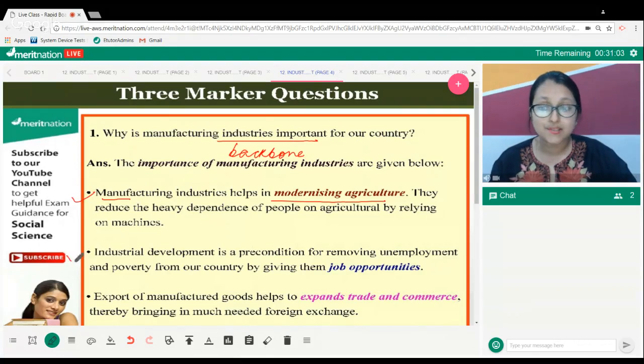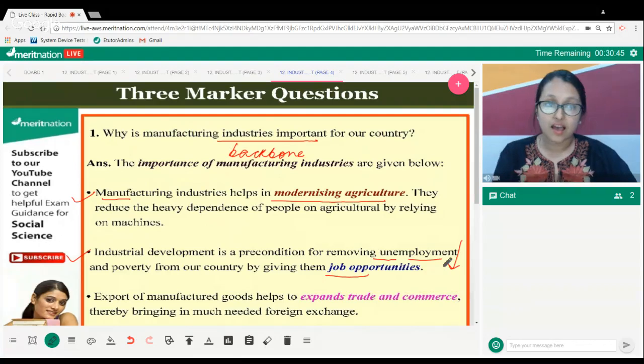Now the next point, industrial development is the precondition for removing unemployment. That is, when there are a lot of manufacturing industries at various locations, people will be getting employment. Your unemployment rates will go down, because as industry is set up, there will be a lot of job vacancies, so people will be getting jobs.